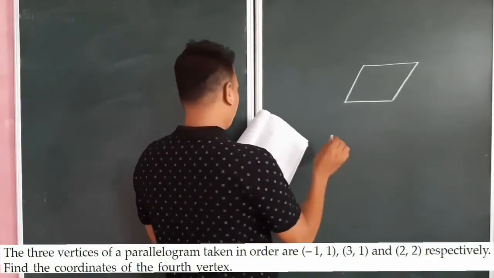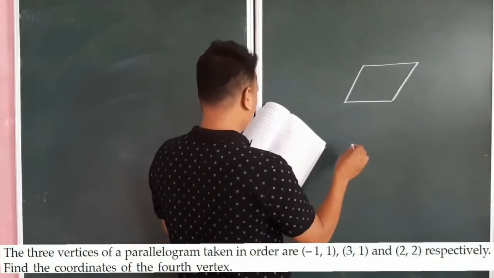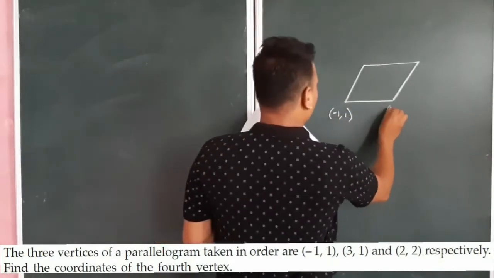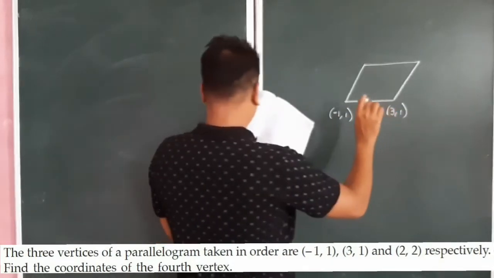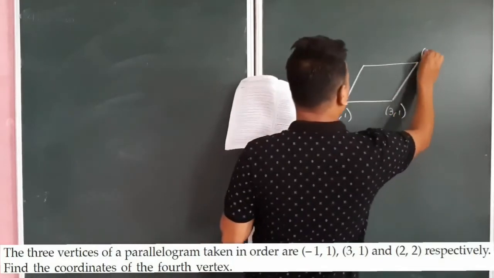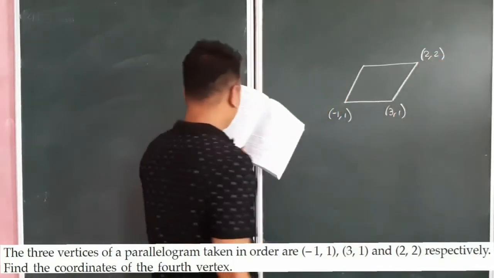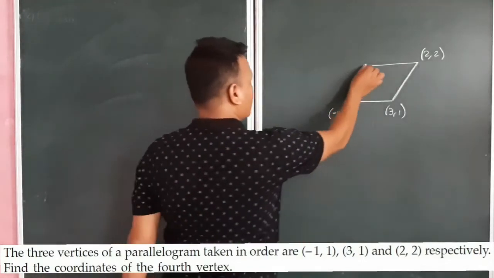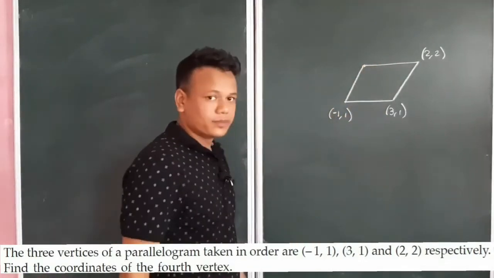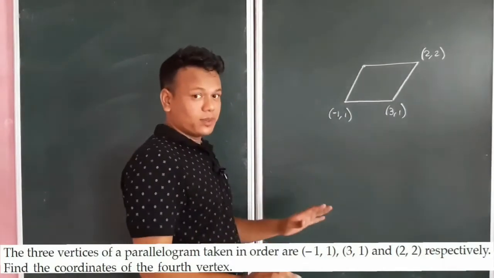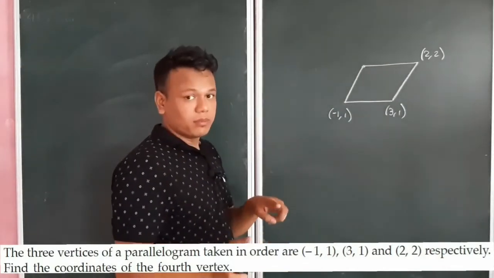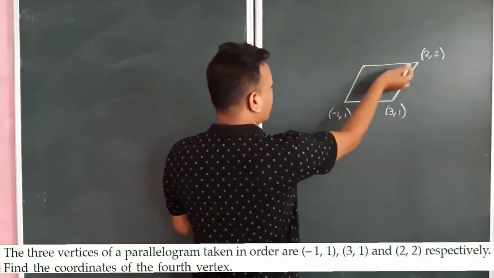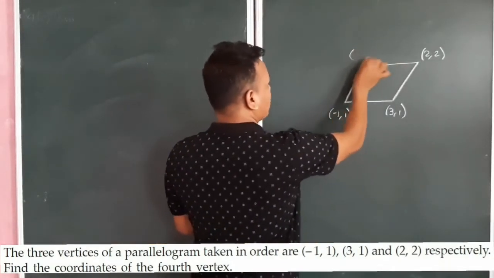All right, so three vertices taken in order are given to be minus 1, 1, 3, 1 and 2, 2. You need to find the fourth vertex. That is, you need to find the coordinate of this. I am not going to explain this in detail because this is very simple and you have already seen it in your junior classes. I don't know the coordinate of this. We need to find this.